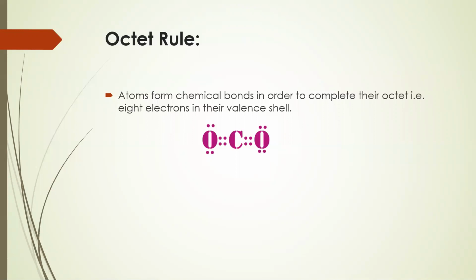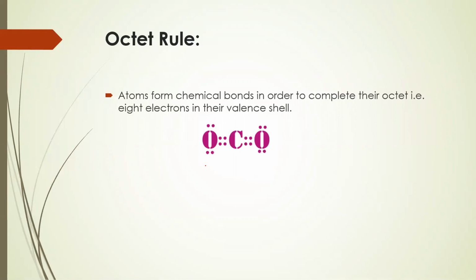Now, what is the octet rule? Octet rule means having 8 electrons in the central atom. The central atom should have 8 electrons. Here you can see an example of carbon dioxide gas. Carbon is the central atom. Now carbon's atomic number is 6. Therefore its electronic configuration is 2, 4, which says carbon has 4 electrons in its outermost shell.